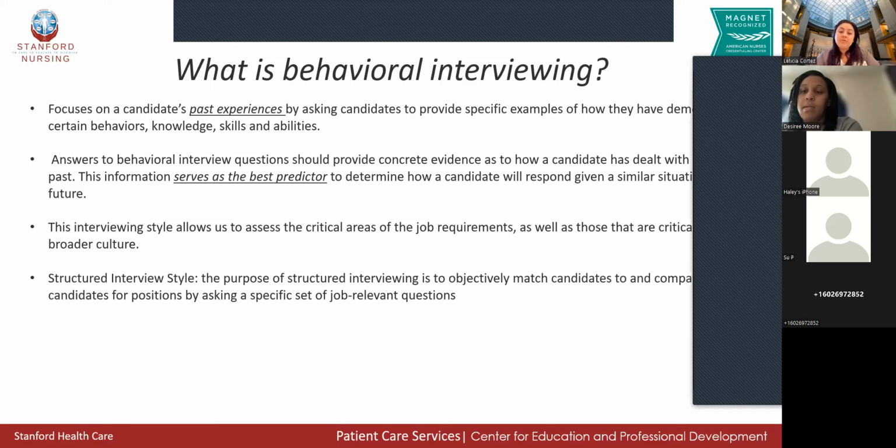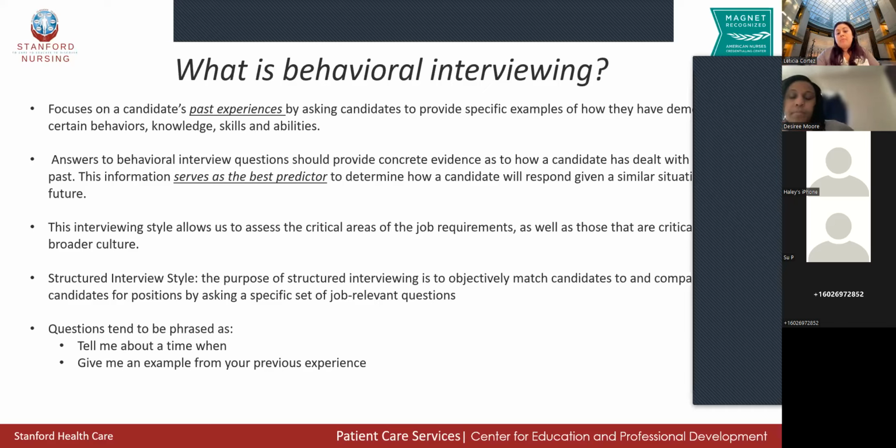It's also a structured interview style, so we can objectively match our candidates. It's really hard, like we were mentioning before, because not everybody has the same opportunities for clinical experiences, or the same locations, or the same areas of preceptorship or capstone. So by asking structured interview questions that focus on behavior, we're able to objectively score and compare candidates. The questions you'll hear tend to be phrased as, "Tell me about a time when," or "Give me an example from your previous experience." That's something you can expect to hear.